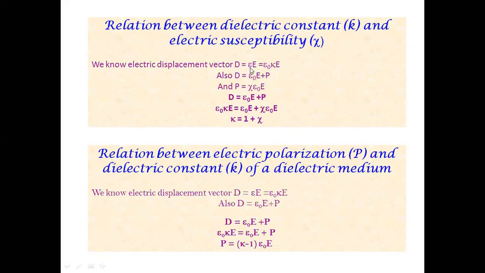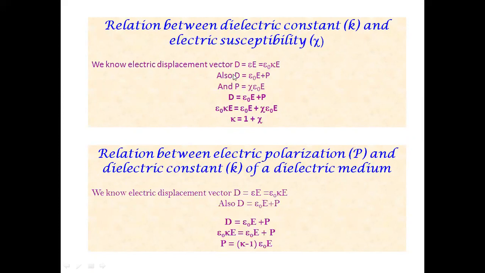That means the permittivity of a substance into the electric field, which is also written as epsilon 0 K, that means dielectric constant, into E, because K is equal to epsilon by epsilon 0. And also we already know that D is equal to epsilon 0 E plus P. And from the definition of the polarization vector, P is equal to electric susceptibility, epsilon 0, that means permittivity of free space, and the electric field.